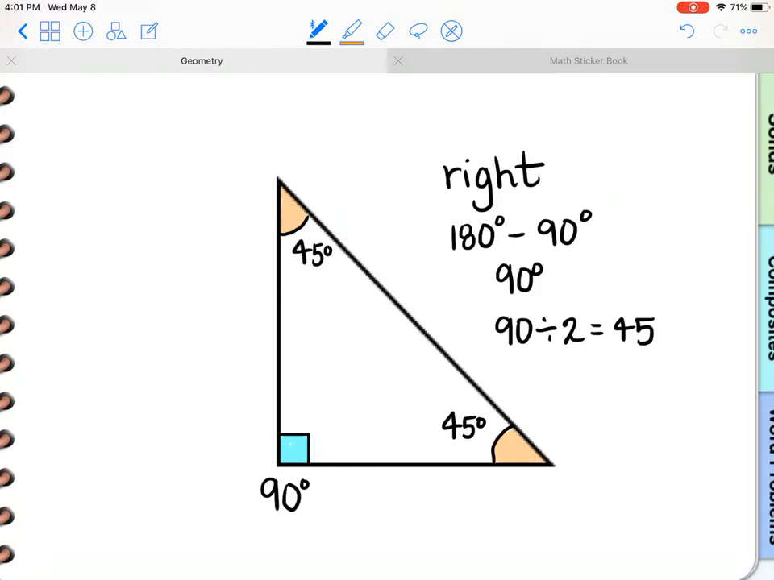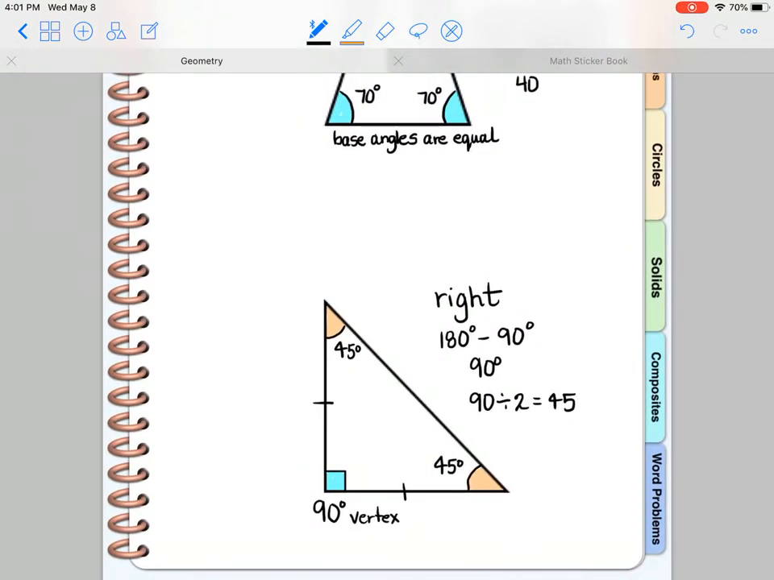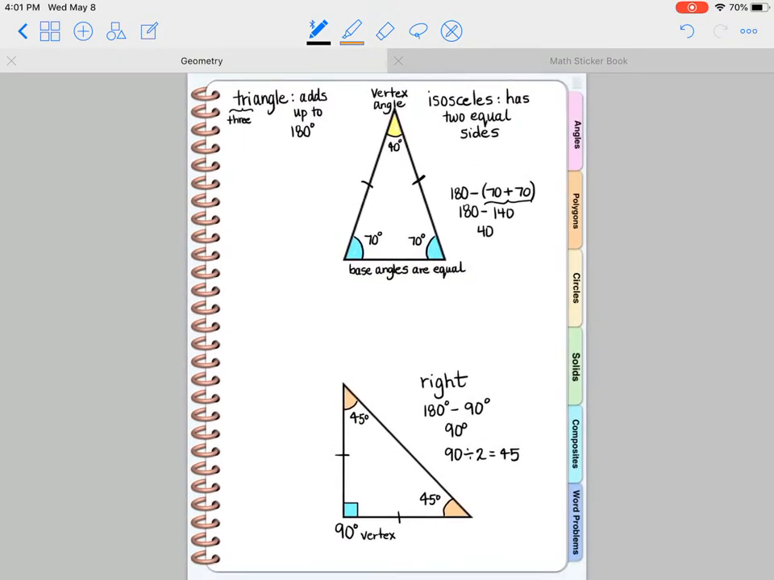Those two orange ones are my base angles, and this would be the vertex this time. This isosceles triangle is upside down, but it is telling me that these are equal. So the right triangle comes from the 90 degrees. The isosceles part comes from two sides being equal. And these are two very good examples of triangles.